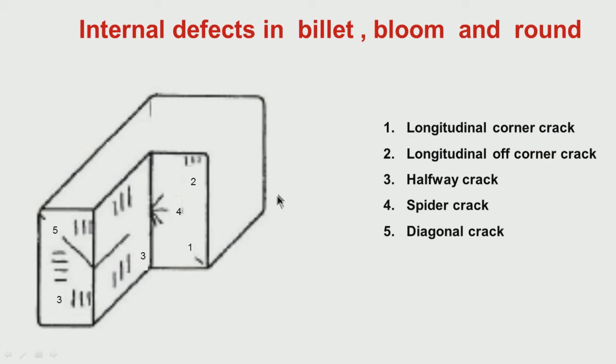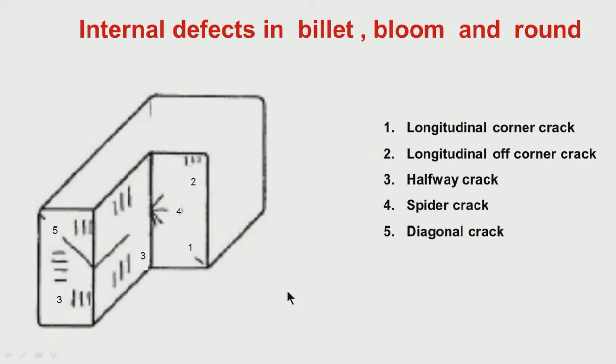Why longitudinal? Because it is along this direction. So, longitudinal and near the corner, so longitudinal corner crack. But this is an internal crack, not the surface crack. Had it been a longitudinal corner crack at the surface, you would have found it here on the surface, but it is not at the surface, it is slightly interior. The location is interior, that is why it is called an internal crack, but it is longitudinal in direction. So, near the corner, a longitudinal corner internal crack.